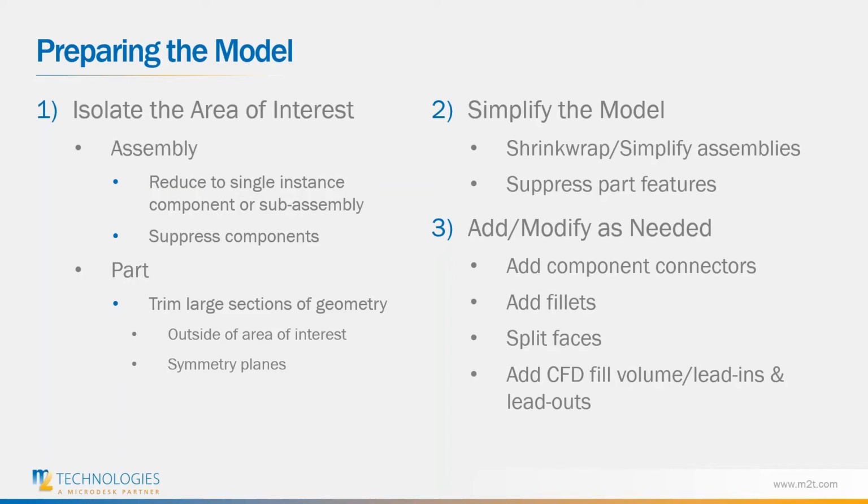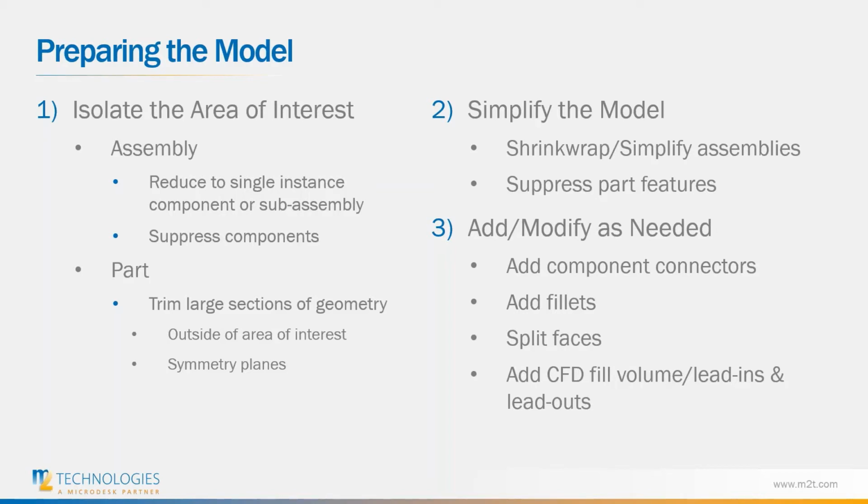And then we also can remove geometry if there's planes of symmetry. If that's the case, we can slice the component in half and use constraints to represent the other half of the model. This will allow us to have half the mesh count we would with the full model.